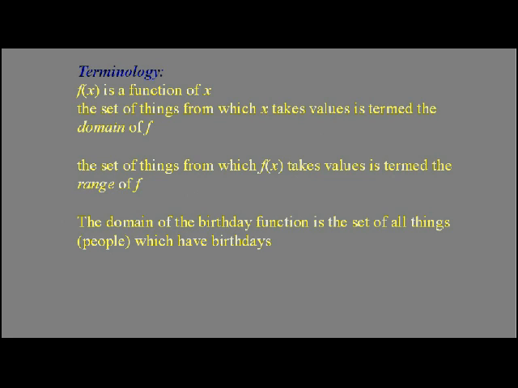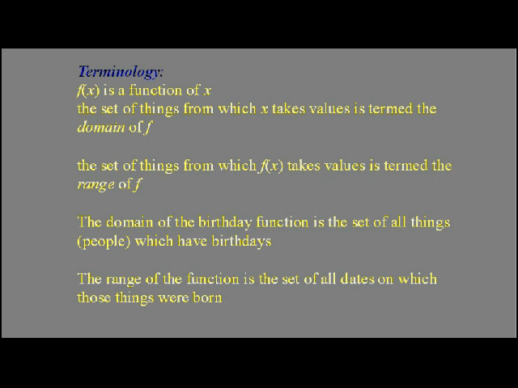The domain of the birthday function is the set of all things, which is to say people, which have birthdays, given that we don't normally talk about animals having birthdays. And the range of the birthday function is the set of all dates on which those things, those people, were born.